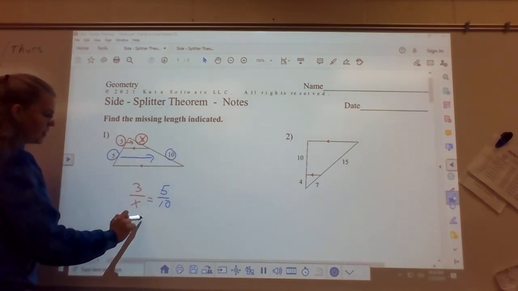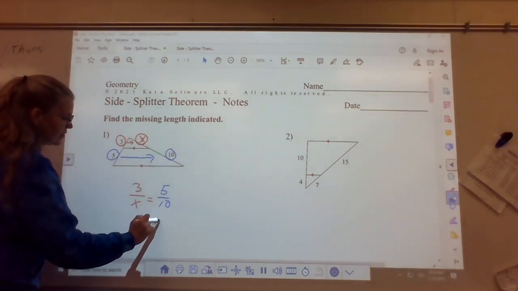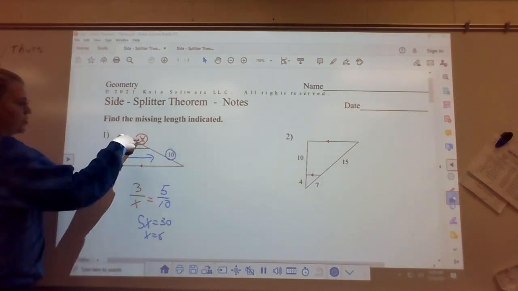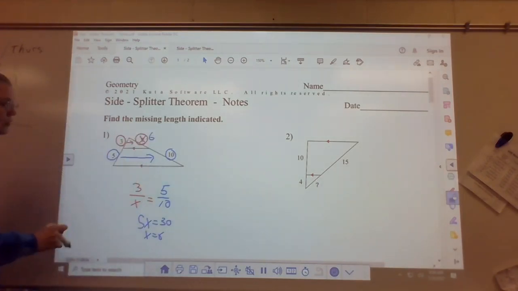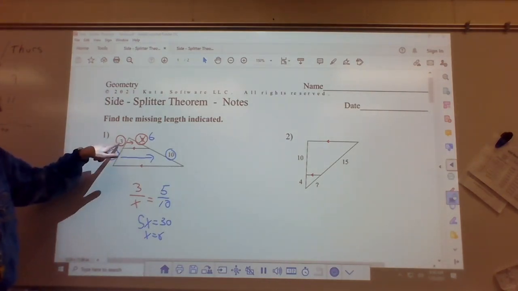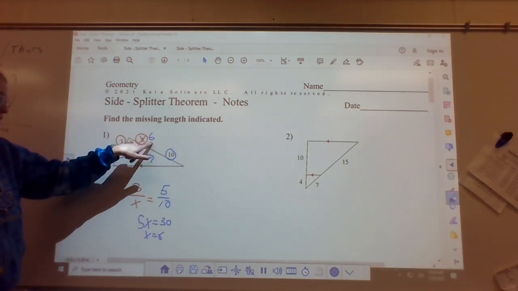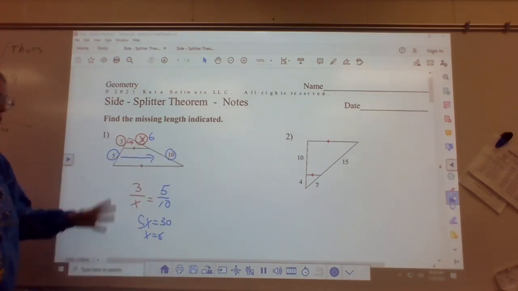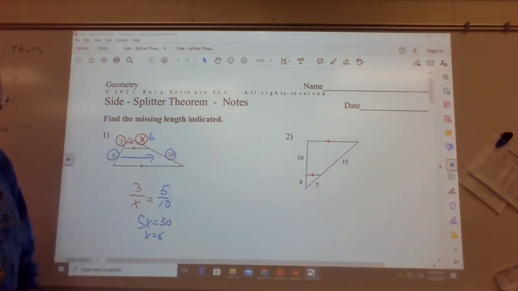Do your cross multiplication. 5x equals 30. X equals 6. So this segment here would be 6, which makes sense. 3 is twice as big as 6, 5 is twice as big as 10. So we're in good shape. So that's the first one.